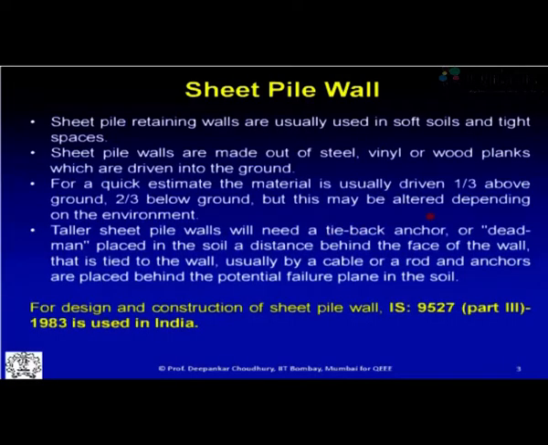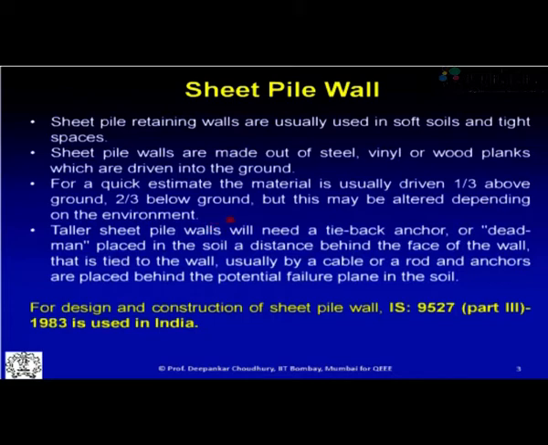So if we look at the usefulness of sheet pile wall, what are those things? Essentially we can say that sheet pile retaining walls are usually used in soft soil, and wherever there is a scarcity of space, there we generally use sheet pile wall. It has both permanent use as well as temporary use. Sheet pile walls can be made of either steel or vinyl or wood planks, which are driven into the ground. For a quick estimate of the material required, usually about 1/3 is above the ground and 2/3 below the ground.